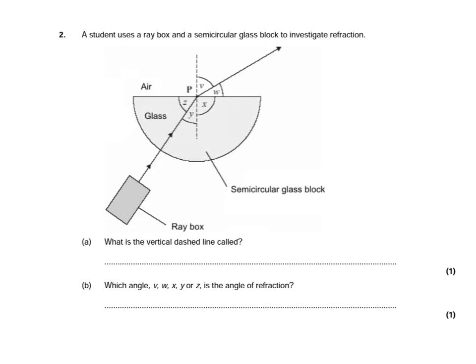In the first part of the question, it says a student uses a ray box and a semicircular glass block to investigate refraction. It says, what is the vertical dash line called? Now you should know that the vertical dash line is called a normal. It's got no other name, you need to have the normal, and that's 1 mark.